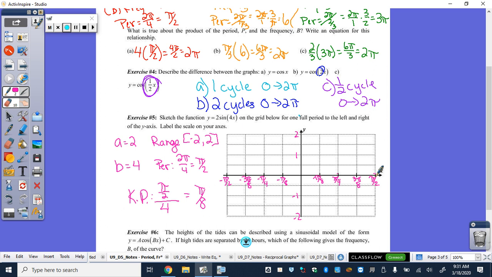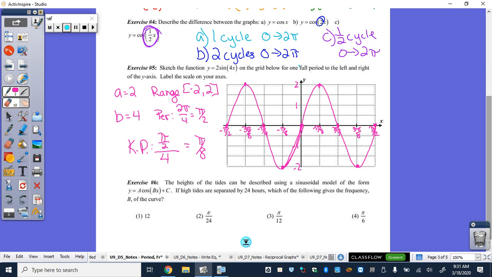So the sine curve's pattern is 0, high, 0, low, 0. There's one complete cycle to the right of your y-axis. And then I'm going to mimic the cycle over here on the left of my y-axis. Get a little more accurate there. There you go. So there's your one full period to the left and to the right of your y-axis. Sometimes you do need to change the labels on your y-axis also, depending on what your key points are.